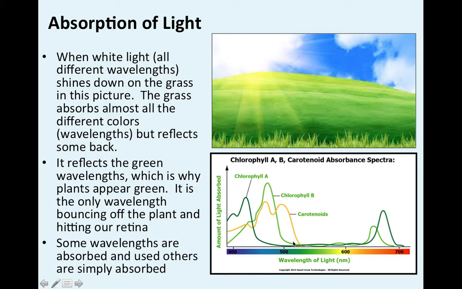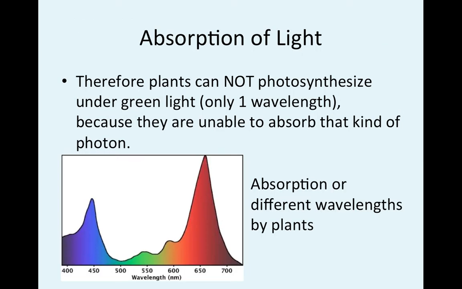And here's an example of what is being absorbed. They're absorbing all the purples, the blues, and you can see there are different pigments absorbing these. Then when we get down to the green, they're not absorbing any. And then when we get back to the red, they're absorbing those. So plants reflect back the green photons and they absorb all the other photons. If you've taken 12U chemistry and quantum mechanics, you probably know what I'm talking about when I'm talking about photons. So plants can't photosynthesize under green light because it's only one wavelength, but they can absorb other pieces of light.